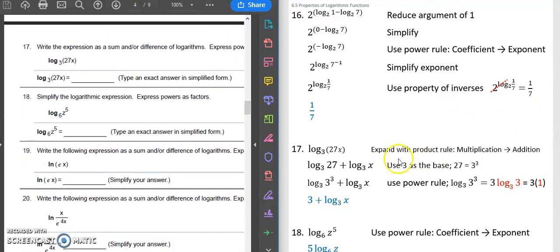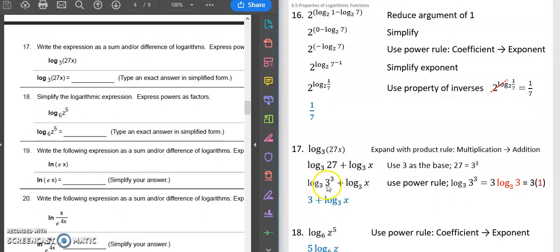Number 17. So this time we have log base 3 of 27x. So we can expand first using the product rule. So we'll take the 27 and separate it from the x using addition. So we have log base 3 of 27 plus log base 3 of x. Now we see that we have this 27 over here on the left. So by now we can recognize that 27 can be written as a power of 3. So 3 raised to the third power equals 27. So we'll rewrite this 27 as 3 raised to the third power.